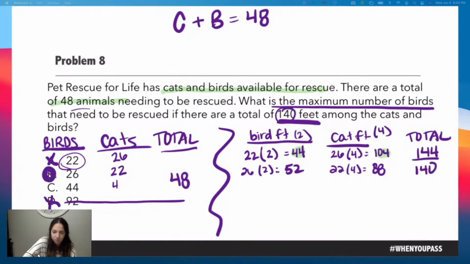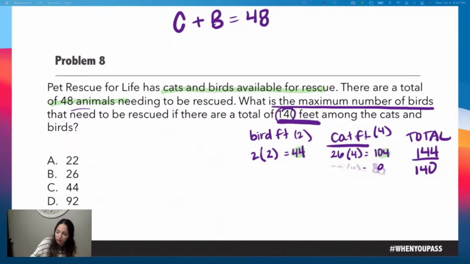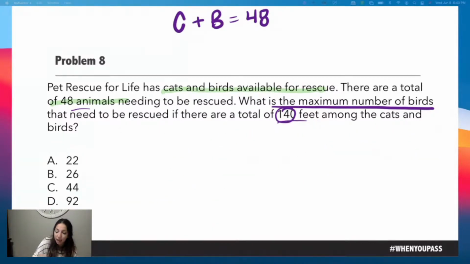So there's my answer. Now, that's a lot of work, and it's a lot of tedious work, but it works to solve a problem like that. Let's talk about how to solve a system of equations without that lengthy process. Again, I show it to you because when you get stuck, you can use multiple ways to solve the problem.